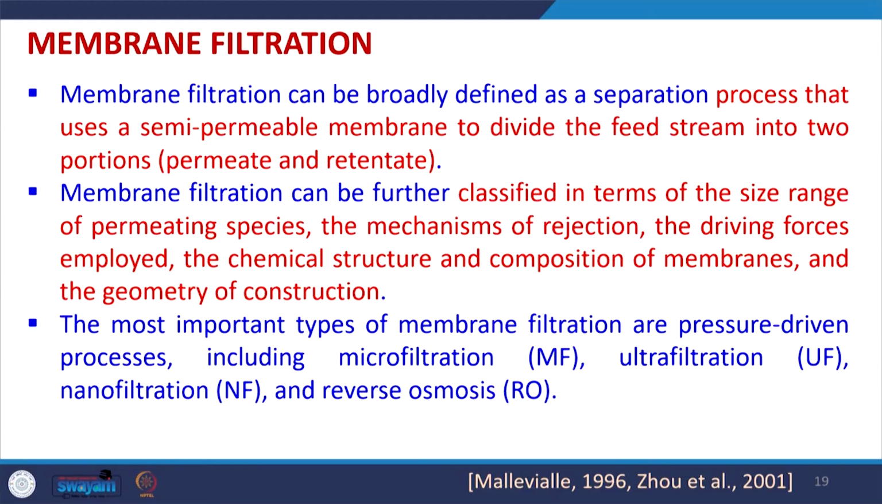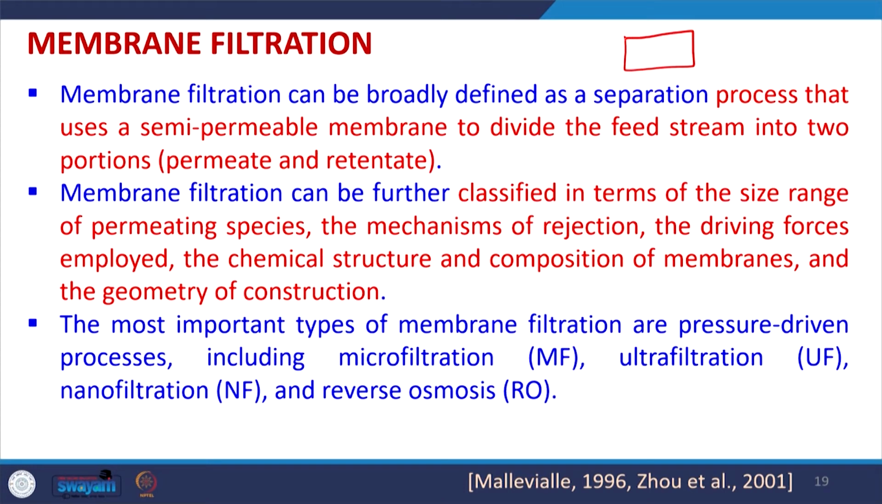Now, there is a second type of filtration which we will be discussing only a little bit. It is called membrane filtration. It can be broadly defined as a separation process in which a semi permeable membrane is used to divide the feed stream into two portions, called permeate and retentate. So, a membrane filter has two streams which are divided because of these membranes.